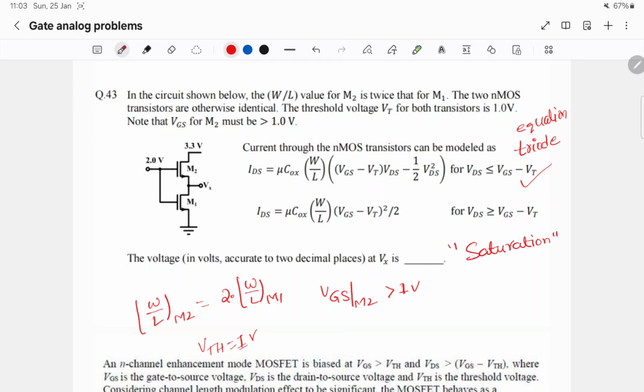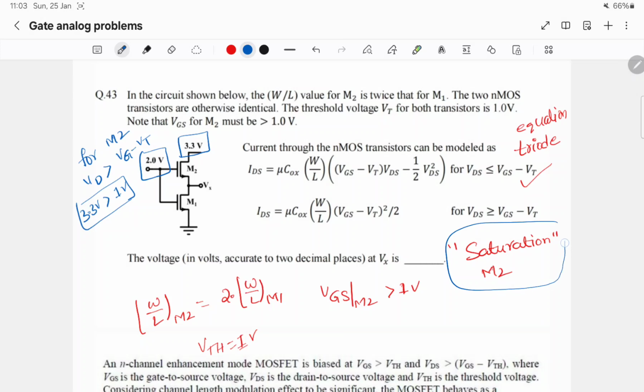Why? For M2, the gate voltage is at 2 volts and the drain voltage of M2 is at 3.3 volts. So for M2, VD is greater than VG minus VT. 3.3 volts is greater than 1 volt. So M2 is in saturation.